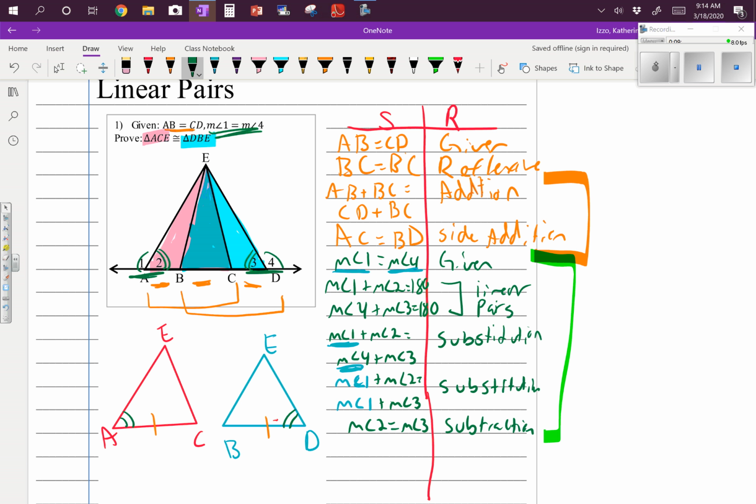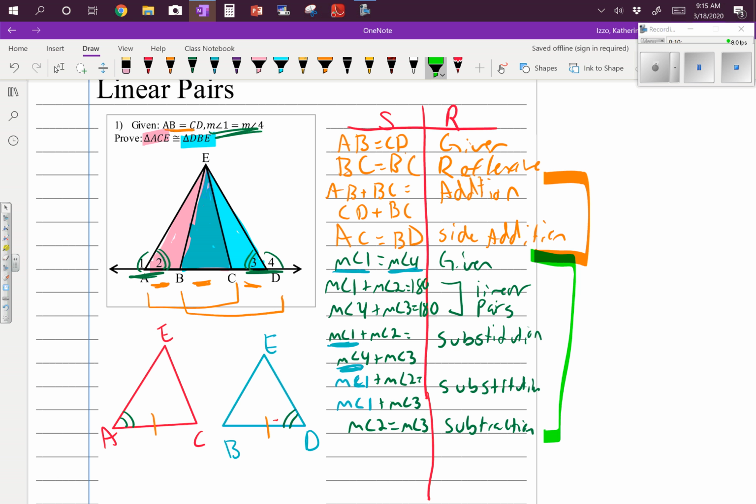Linear pairs, not linear pairs. What do you get? You get reflexive and vertical angles. Good job. Reflexive and vertical angles. Unfortunately, no reflexive and no vertical angles. I know that's so awkward. What are we going to do?